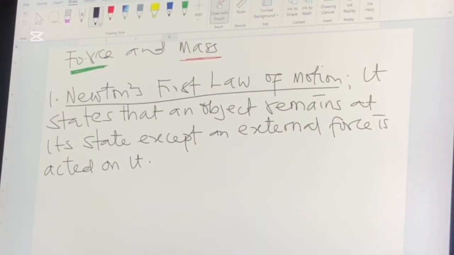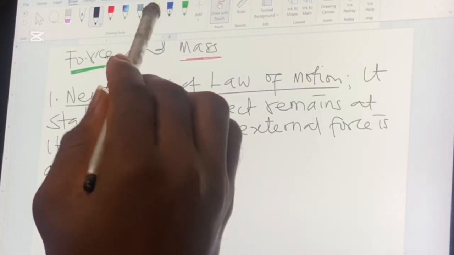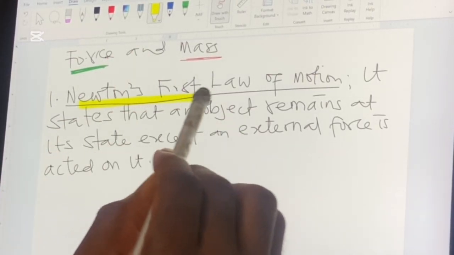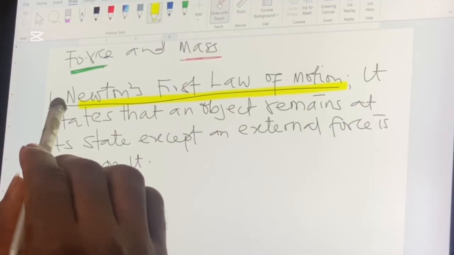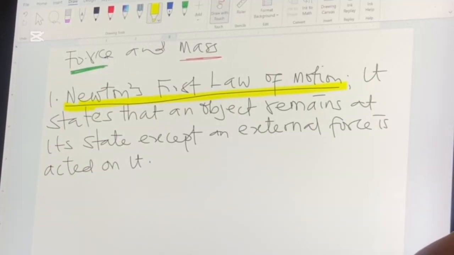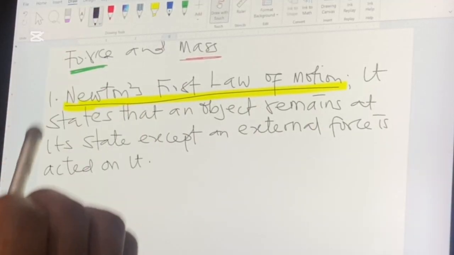If you are asked to state the law of inertia, it's the same as Newton's first law of motion. Please take note. Okay, so let's know what inertia is.